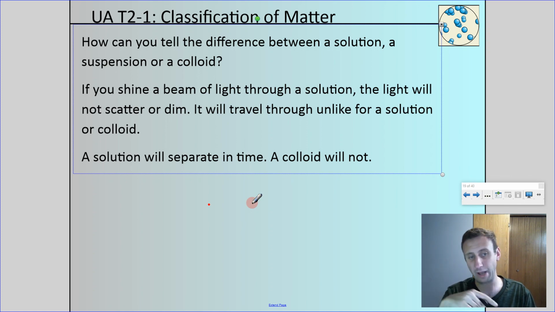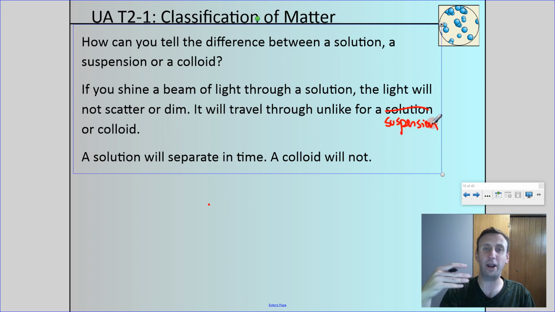It will travel through, unlike for a suspension, sorry, is what this should say. Just going to cross that out and put suspension. Unlike for a suspension or a colloid, where it will scatter the light. So when you have light going through a suspension or a colloid, it's going to get very, very dim. And you might not even be able to see the light coming through because the light is getting scattered by the particles that are quite large compared to those in a solution.